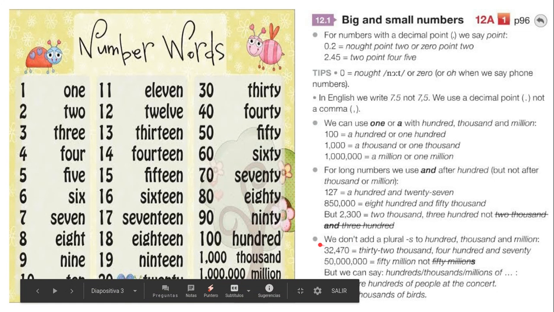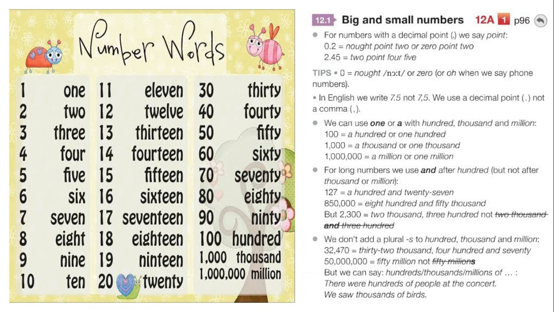Okay. It says, and last note, we don't add a plural s to hundred, thousand or million. 32,000, not 32 thousands. 50 million, not 50 millions. But we can say hundreds, thousands, millions for a generality. Okay, millions of birds, hundreds of dollars. Whenever we want to generalize. For example, we say there were hundreds of people at the concert. There are thousands of travelers right now.